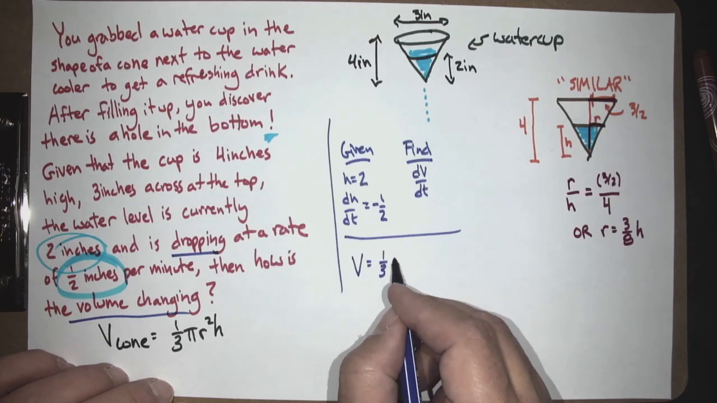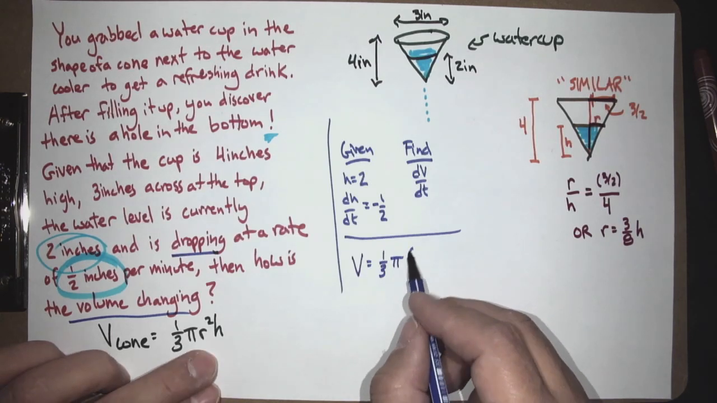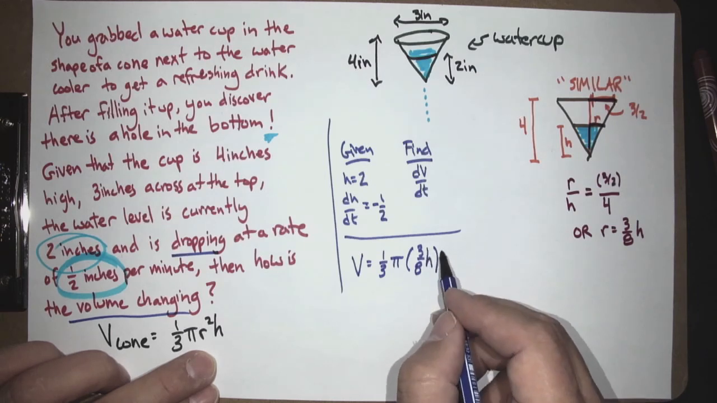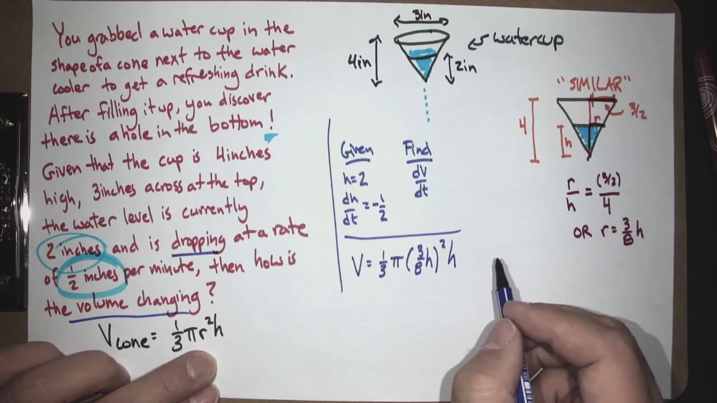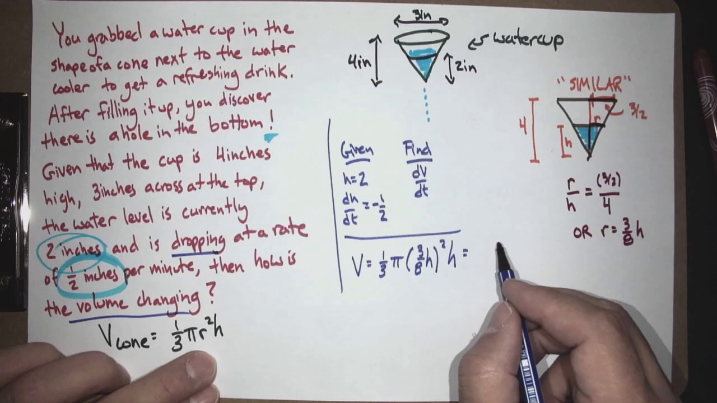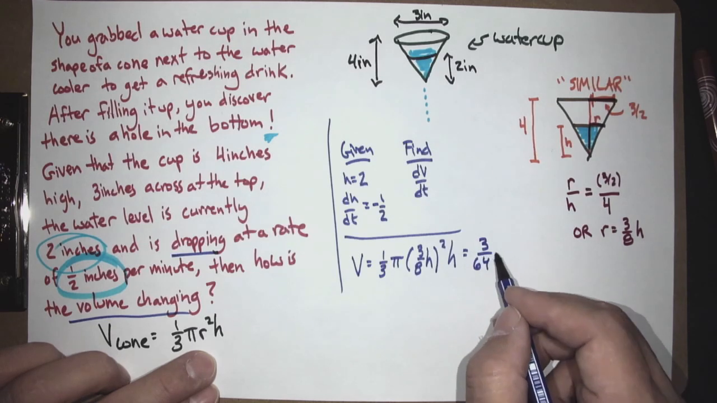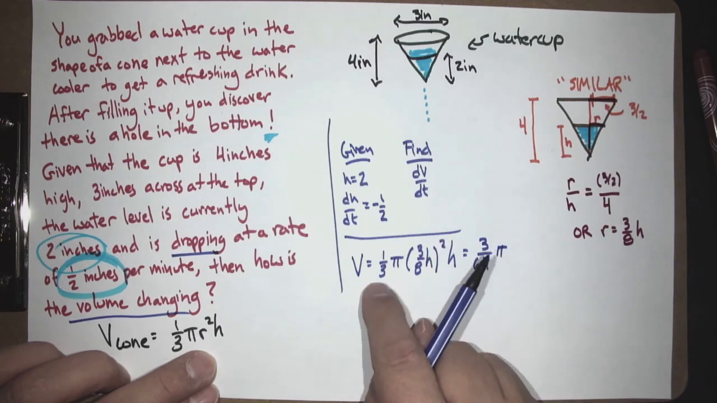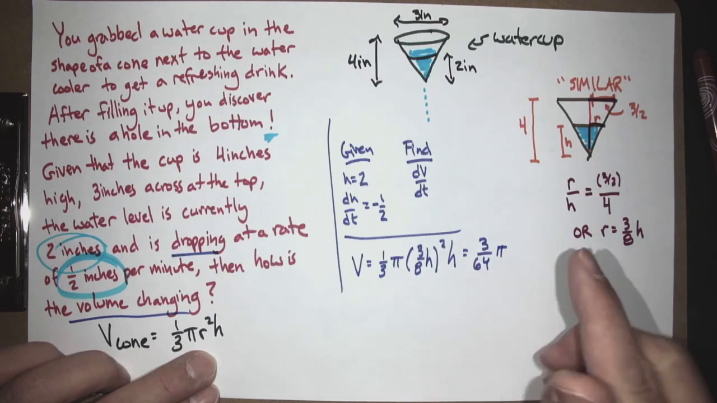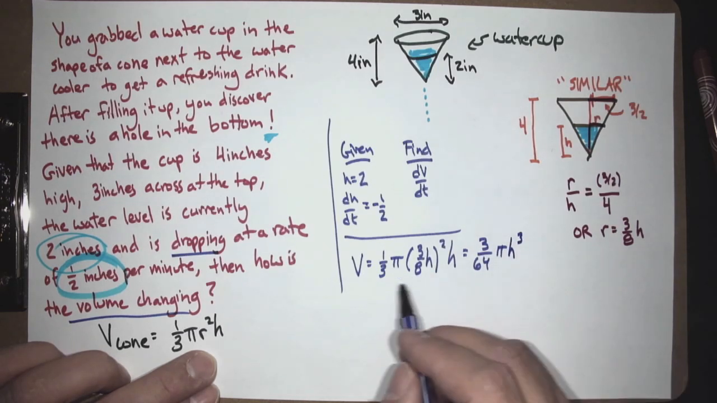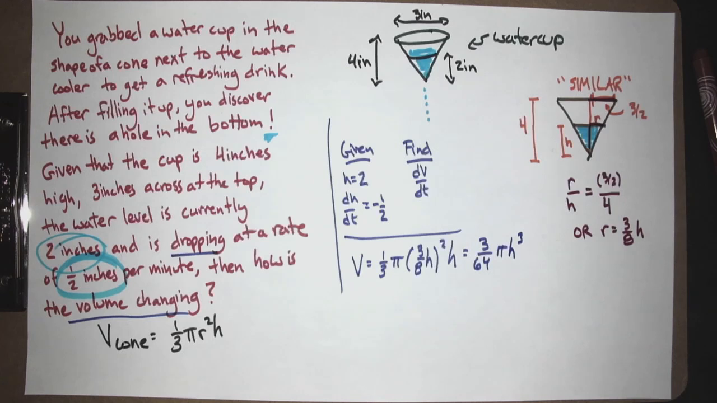So volume is 1/3 pi, R is 3/8 H, squared, times H. Well, if you simplify this, this becomes 3/64 pi. So just 9/3 is 3, H squared is 64, and then there's an H cubed. So this is our relationship connecting volume to height. We use similar triangles to figure out how R and H relate, so I can get down to a simple relationship between V and H.